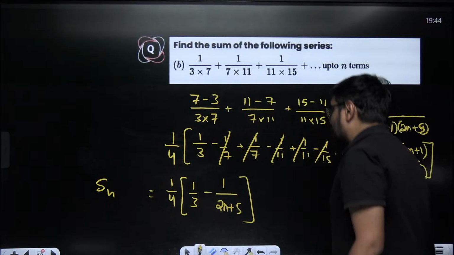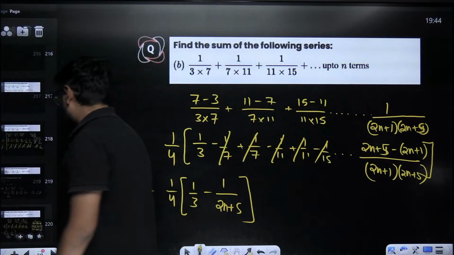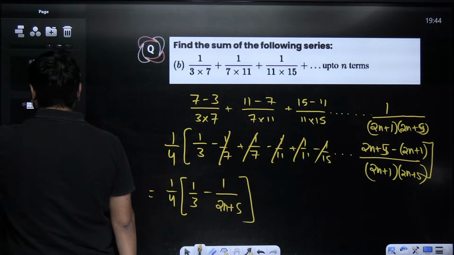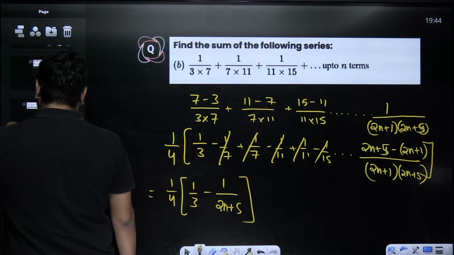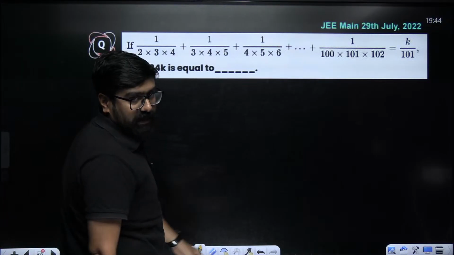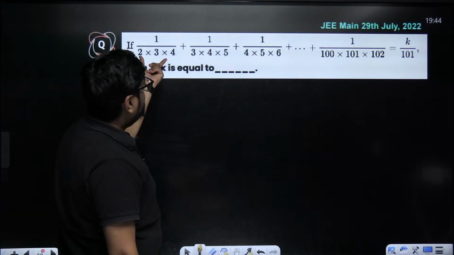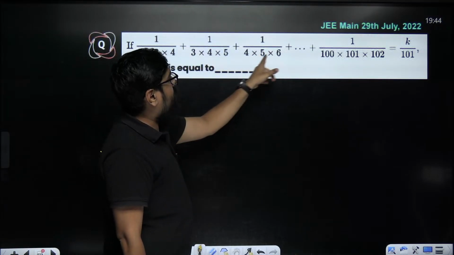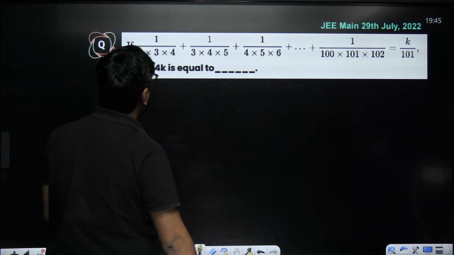Right, now let's see some questions which are specifically for RMO and IOQM. Okay, let's do one more like this. For example, here also what do you have? Here also telescoping will happen, because 4 minus 2 is 2, 5 minus 3 is 2, 6 minus 4 is 2. That way you can do the telescoping here also.